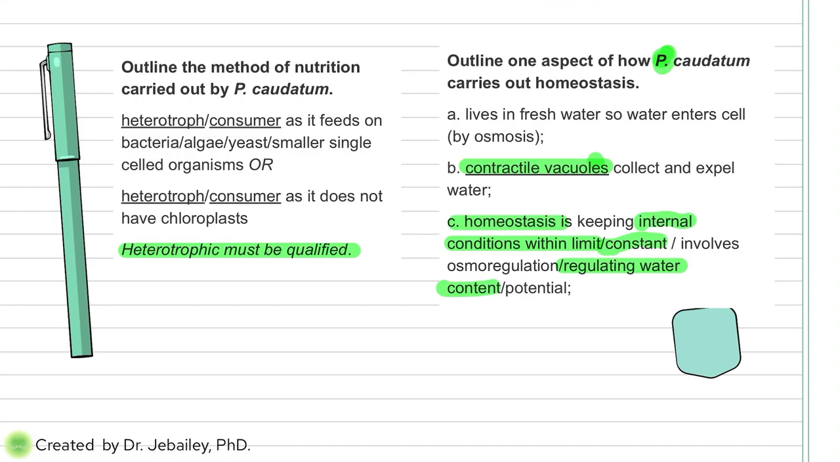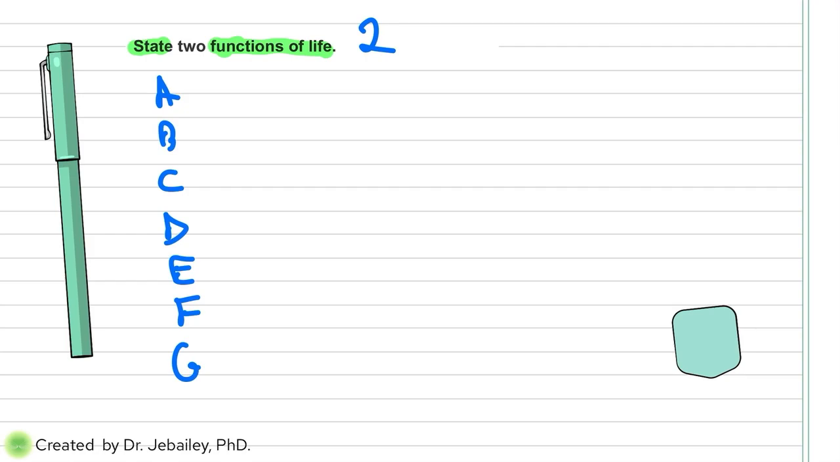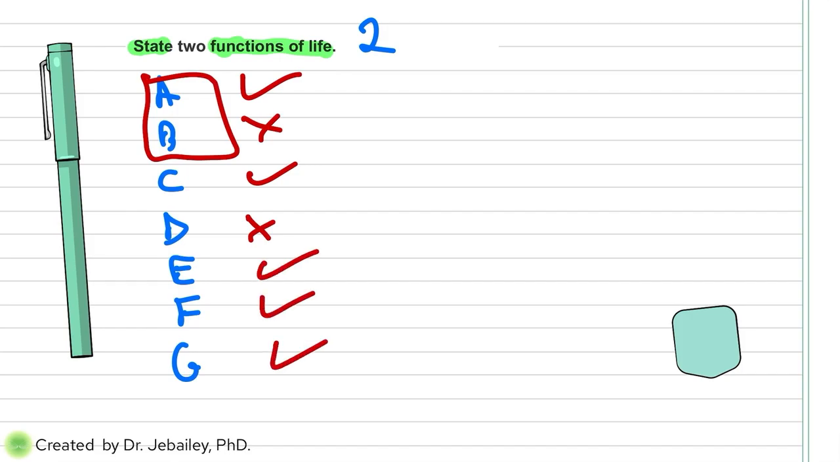Now, since we have talked so much about functions of life, you have to mention 2. And when it says here state 2, that most certainly means this will be 2 points. And here is the most important thing, please pay attention to this. Let's say I wrote A, B, C, D, E, F, G. You don't know, so you put a bunch of names there. IB will correct the first 2. But out of these, let's say this one is right, this is wrong, this is right, this is wrong, this is right. Here's the bad luck for you.